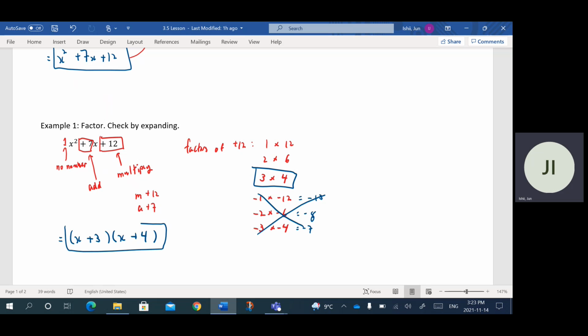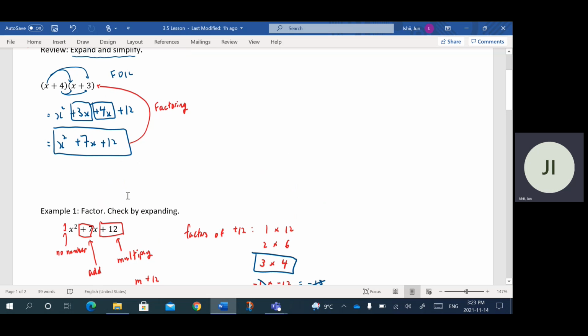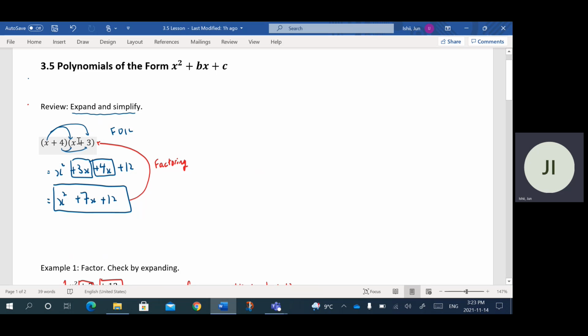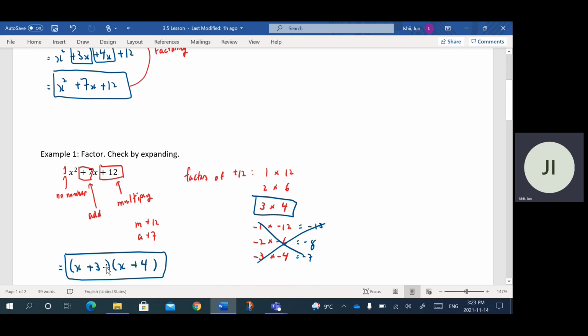And that is it, basically. So x plus 3 times x plus 4 is x squared plus 7x plus 12 in factored form. All right? And if I scroll back here, you can see I have x plus 4 times x plus 3, but the order that you multiply two things doesn't matter. So x plus 4 times x plus 3 is the same as x plus 3 times x plus 4, which is the answer that we got here.